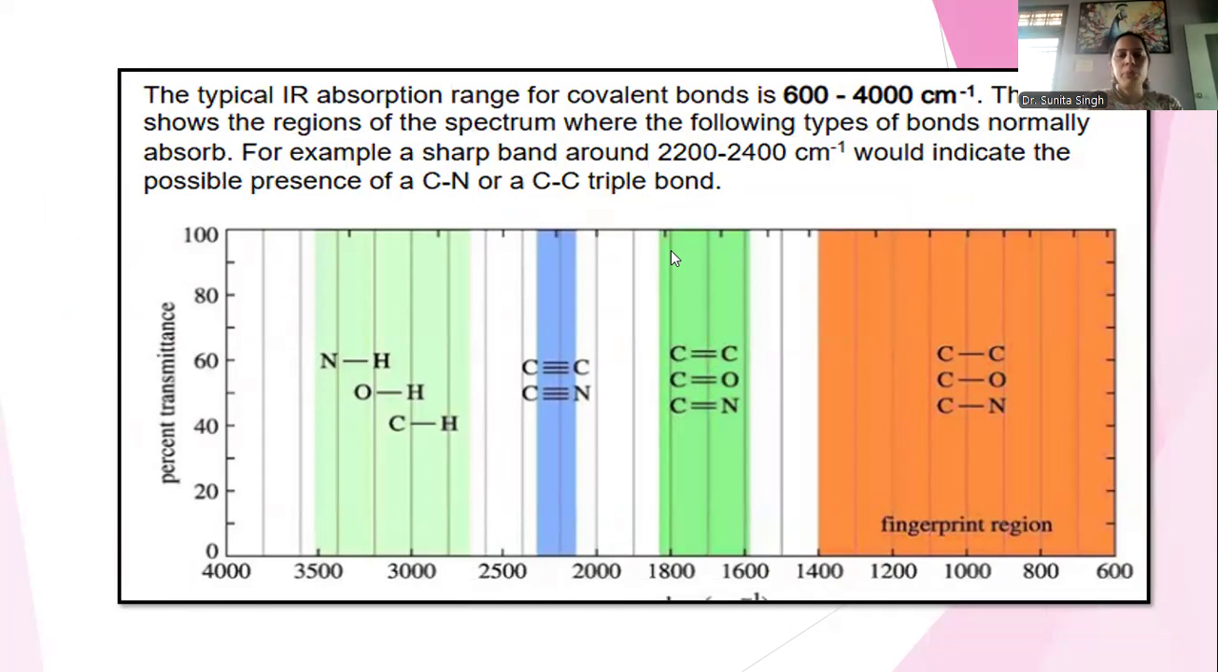The typical IR absorption range for covalent bonds looks like this. The graph shows the regions of a spectrum where the following types of bonds normally absorb. We have different frequencies for different functional groups, like for the NH bond, OH bond, CH bond, CH having symmetric as well as asymmetric stretching. And the fingerprint region also. So this is a graph between percentage transmittance and vibrational frequencies.